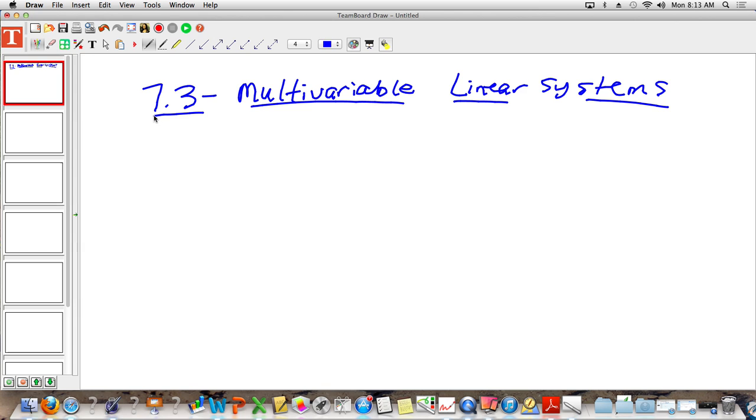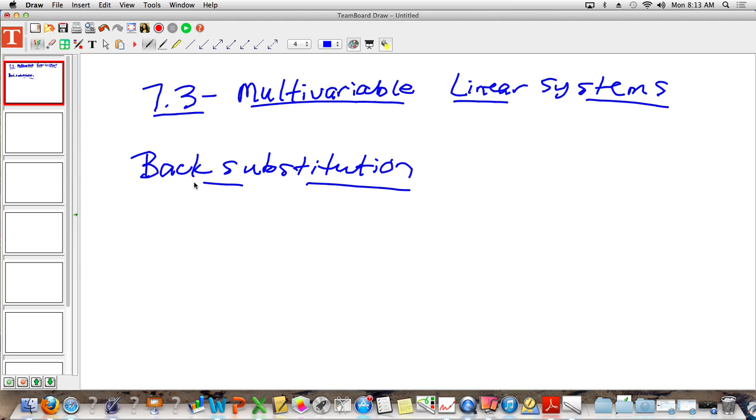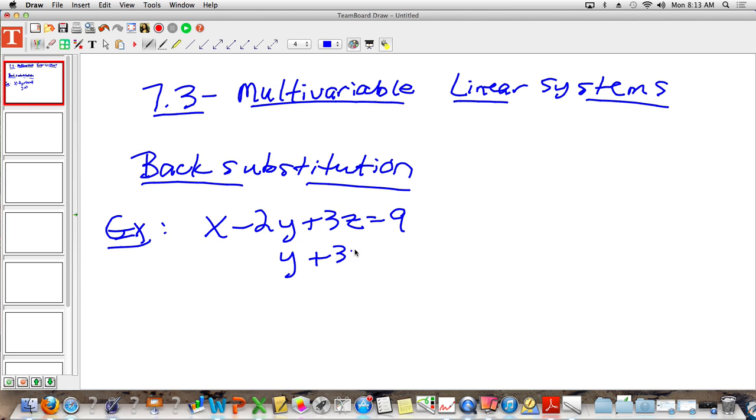It's called back substitution. So let's label this. And it's relatively simple, but they will get more complex. So we're going to start off with a pretty easy example. What I would like you to do is write down this example: x minus 2y plus 3z equals 9, and y plus 3z is equal to 5, and z is equal to 2. This is your system.